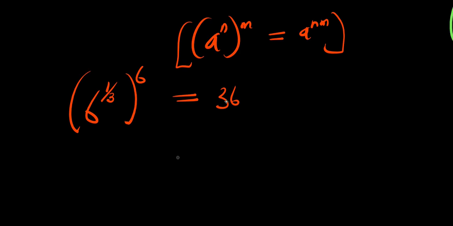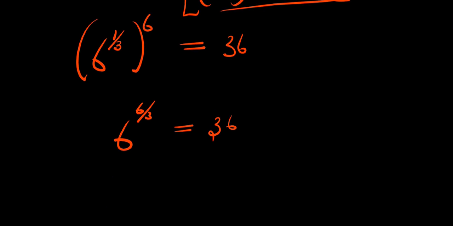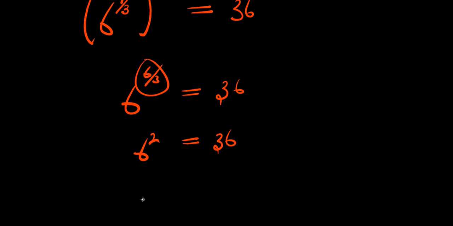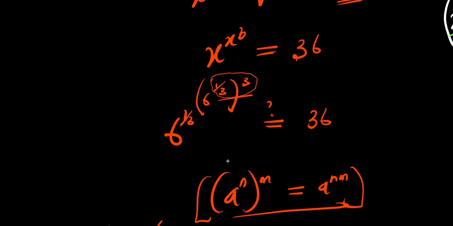Now we make use of this same identity again. a^n raised to the power of m equals a^(n times m), so we are going to have 6^(6 times 1/3), this is 6/3, and this is 36. So from here, 6 divided by 3 is 2, so we have 6^2 equals 36, and 6^2 here is 36. I have 36, and this equals 36. So this shows that the answer is obviously very correct.